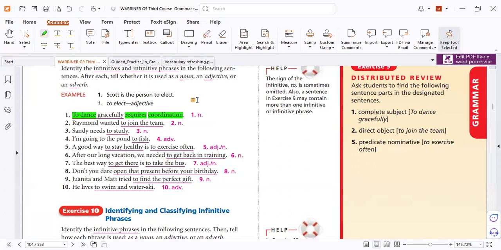Now it's your turn, Captain John. What does Sandy need? To study. To study only. That's it. Again, he lives to do what? Swim and water ski. So the infinitive phrase is in the correct place and meaning. Everything is right. Do you feel it? Yes. That is it, my dear friend.